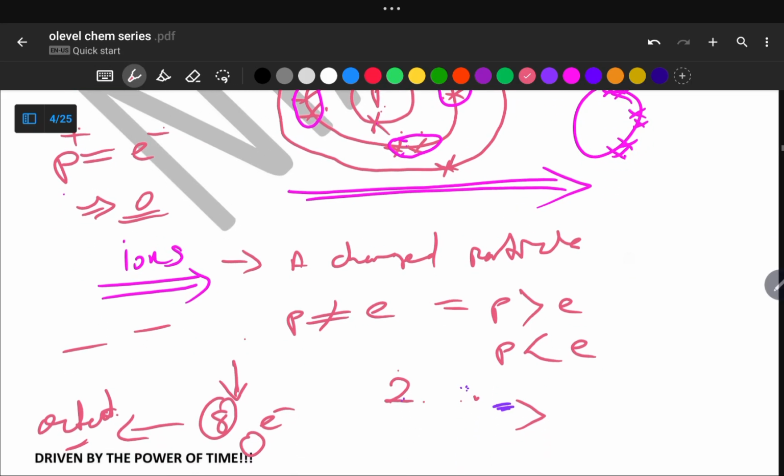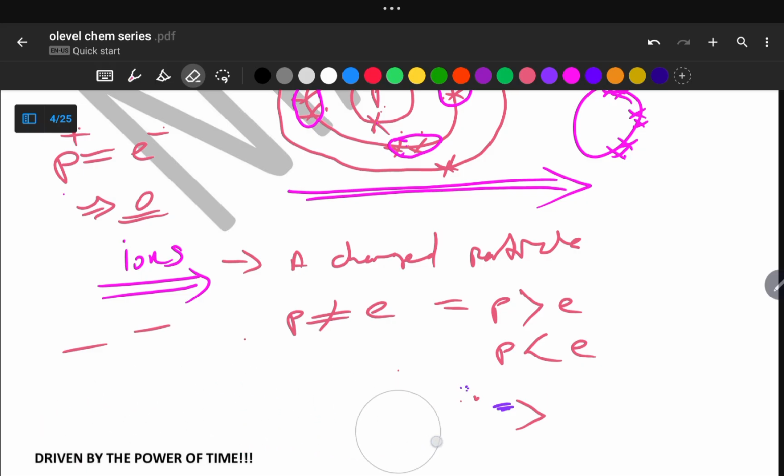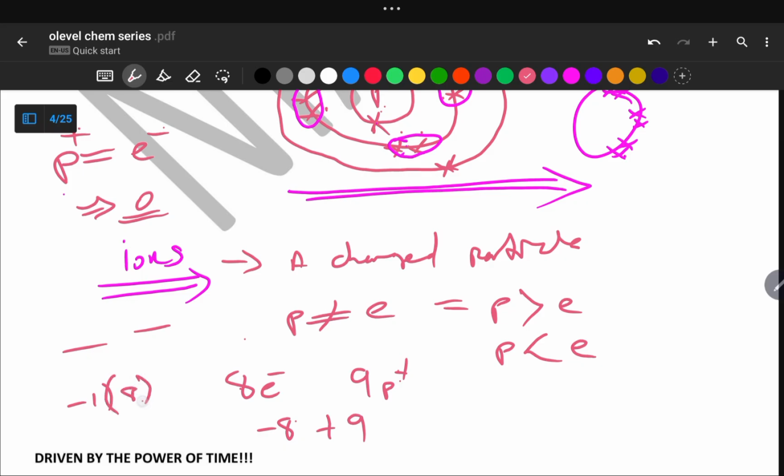So let us take an example. We are having 8 electrons and 9 protons. So we are going to have minus 8 here and plus 9 here, right? Since this one is plus 1 and this one is minus 1. Simple mathematics: minus 1 multiplied by 8, and plus 9 multiplied by 1, right? So we're going to have an overall charge of plus 1.